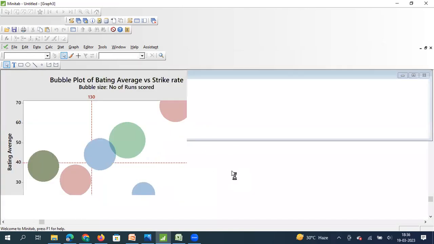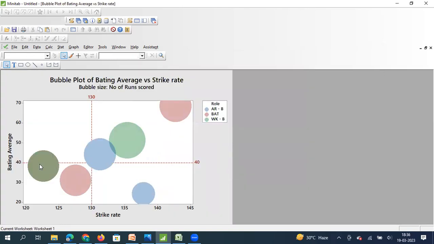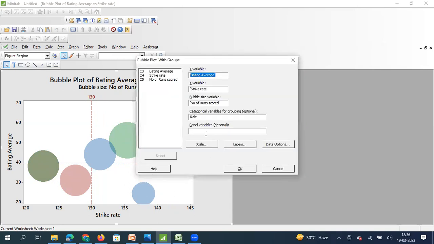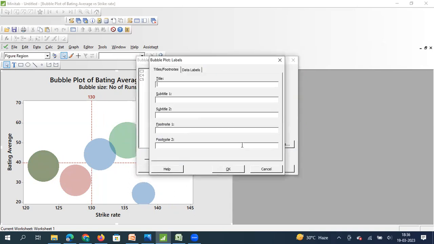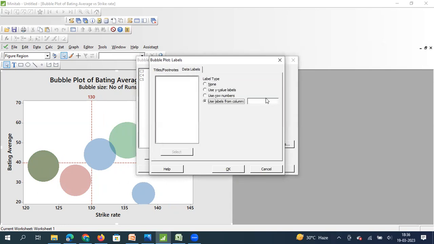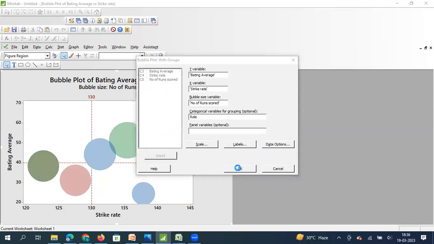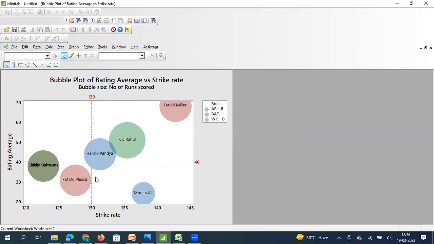So now what happens? I get the bubble chart, but this time, if the names are required, I can say data labels, used from player name. So again, if you see, the performance of Sanju Samson and Shikhar Dhawan are almost the same in terms of batting average and strike rate. So that's the reason you see an overlap.